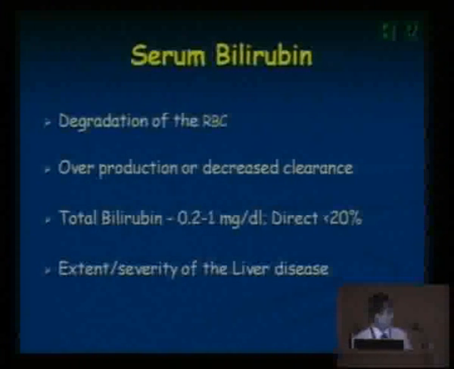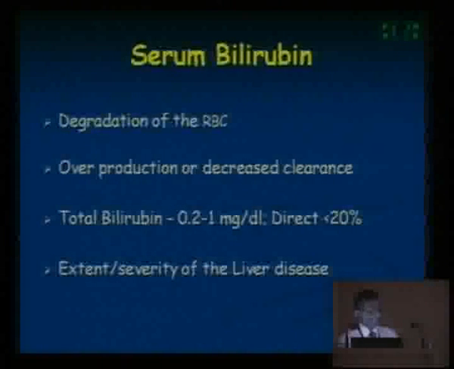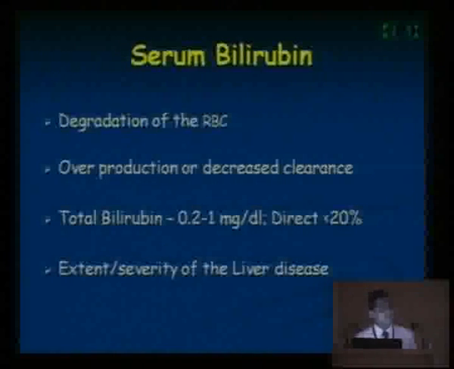Now coming to bilirubin, degradation of RBCs. It just comes down from breakdown of RBCs. It's overproduction or decreased clearance. One of these has to be imbalanced. And for a clinician, it's like total bilirubin. Normal levels: total bilirubin is 0.2 to 1, and for the direct component, anything more than 20% is abnormal.